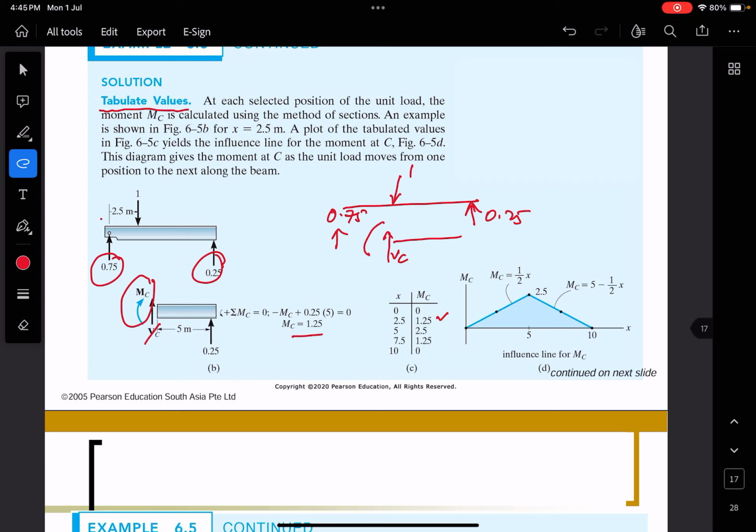VC and then MC. Okay, and then you calculate that. So you will end up, when you move one unit at 5 meter, your moment at C is 2.5. And then you do again, move the one unit at 7.5, one unit at 10 meter. Yeah, and then you will have this diagram, the influence line for moment at C.